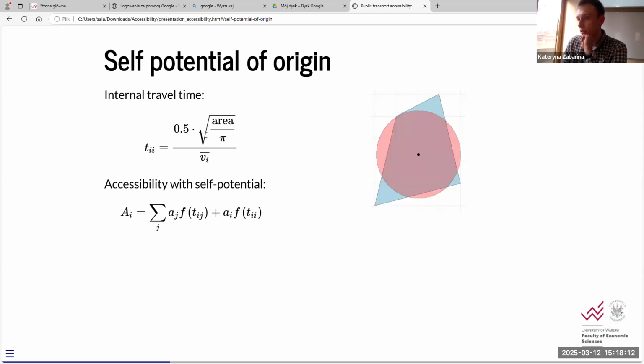And so this formula above stands for radius, and from the law of physics we know that the formula for time will be radius divided by average speed, the average speed of commuting inside the region. And when we have this internal travel time, we can put it into the decay function and add it to the accessibility measure.